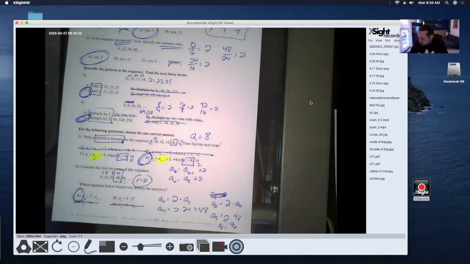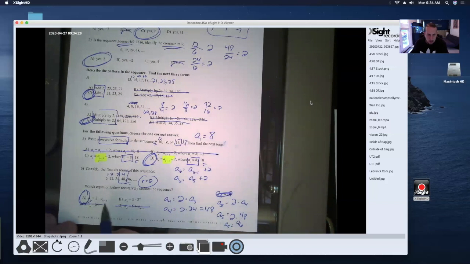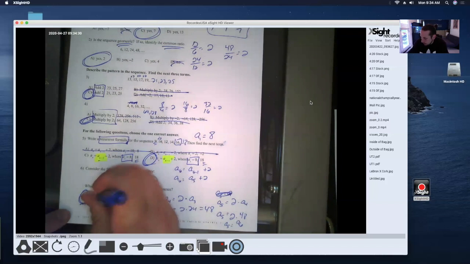These two probably gave us the most problems on the quiz. So go through and make sure you understand what that recursive formula means. This just means the previous term.